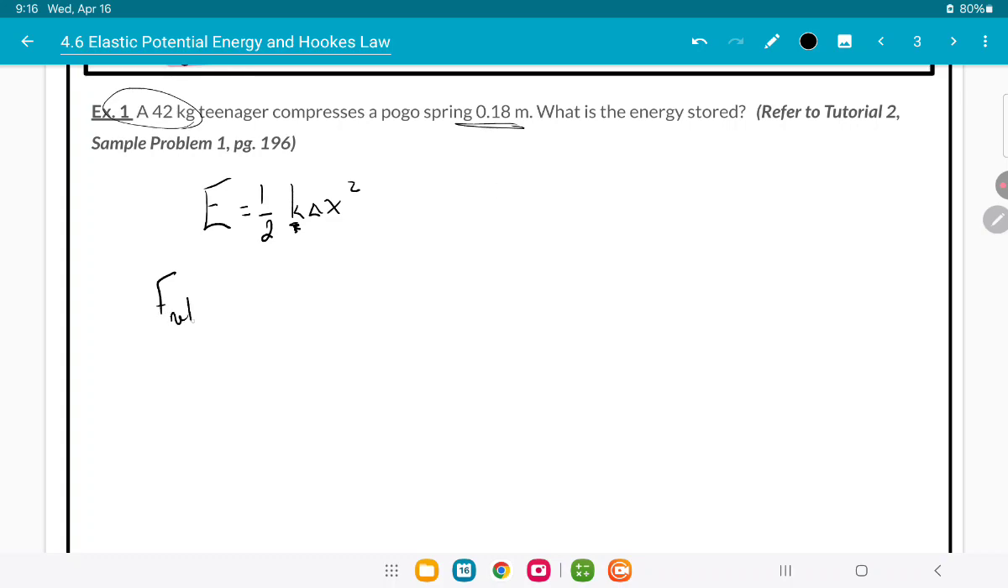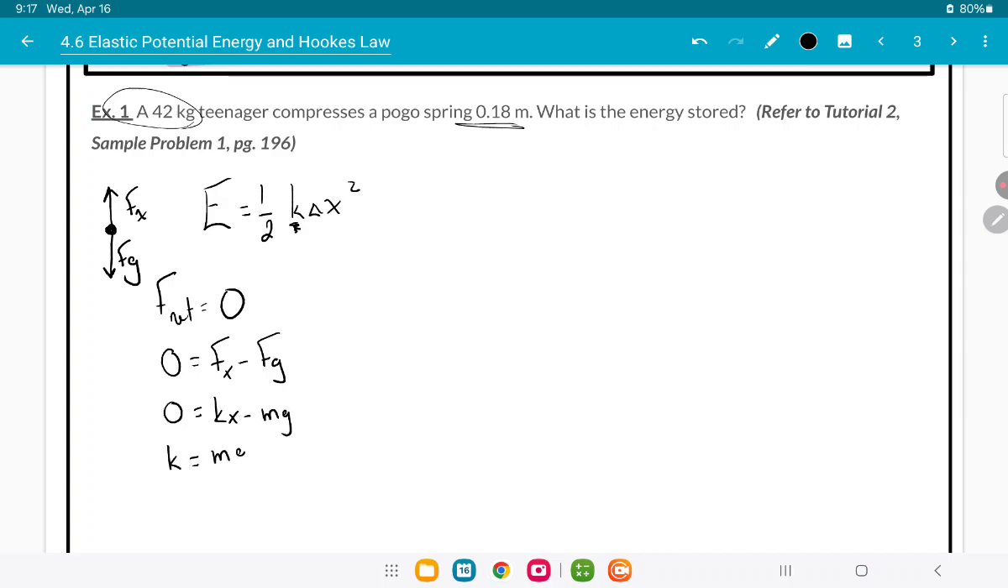F net equals 0. We have a mass here that's compressing a spring. The spring's pushing up to keep it in place. So we have 0 equals Fx minus Fg, that's equal to kx minus mg. So k is equal to mg over x.